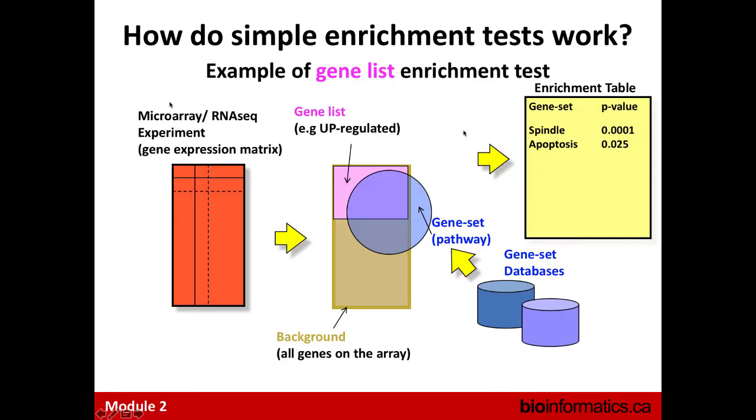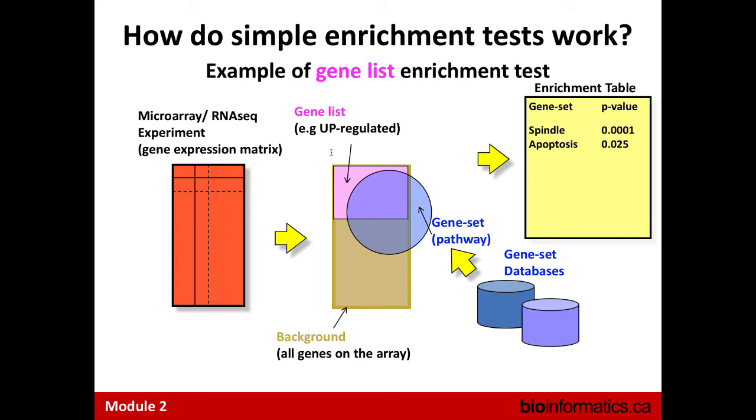So how does a simple enrichment test work? Here in pink, we have our gene list corresponding to our hits, so our differentially expressed genes. And in brown, we have the background. The background is an important concept. We call it the experimental background.